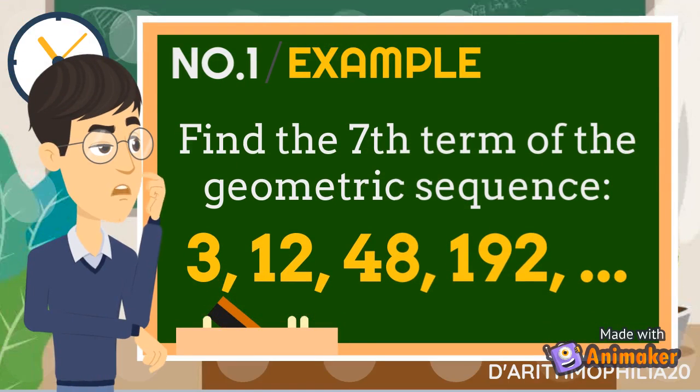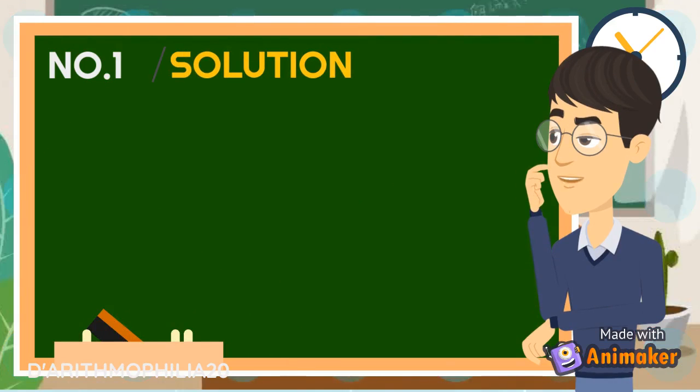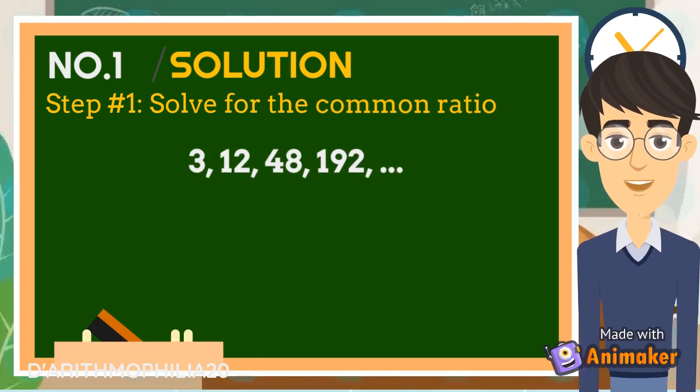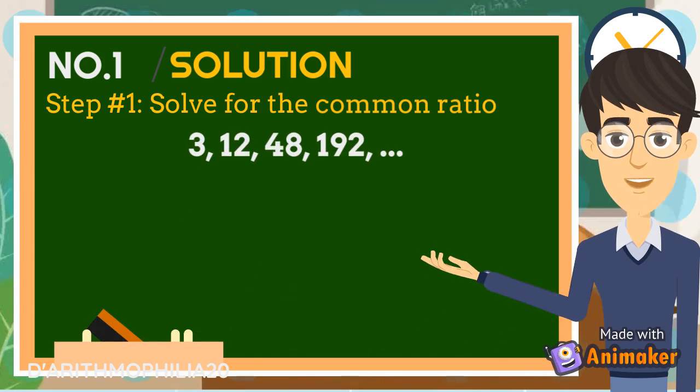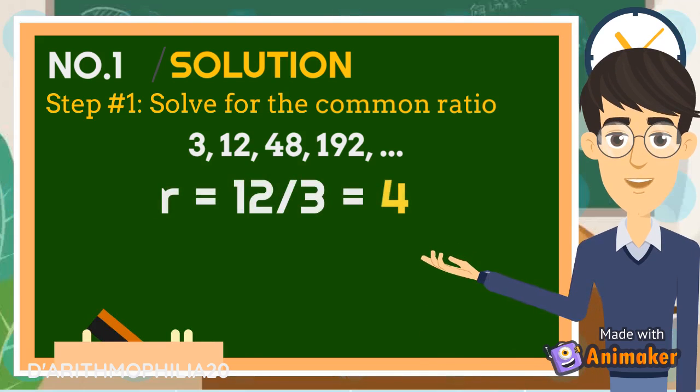Example number 1. Find the seventh term of the geometric sequence 3, 12, 48, 192. Okay, let us start solving this one. In solving this problem, we will be following 3 steps. First, we need to determine the value of the common ratio by simply taking any number from the sequence, except the first term, and dividing it by the previous one. We have 12 divided by the previous term, which is 3, and their quotient is 4.